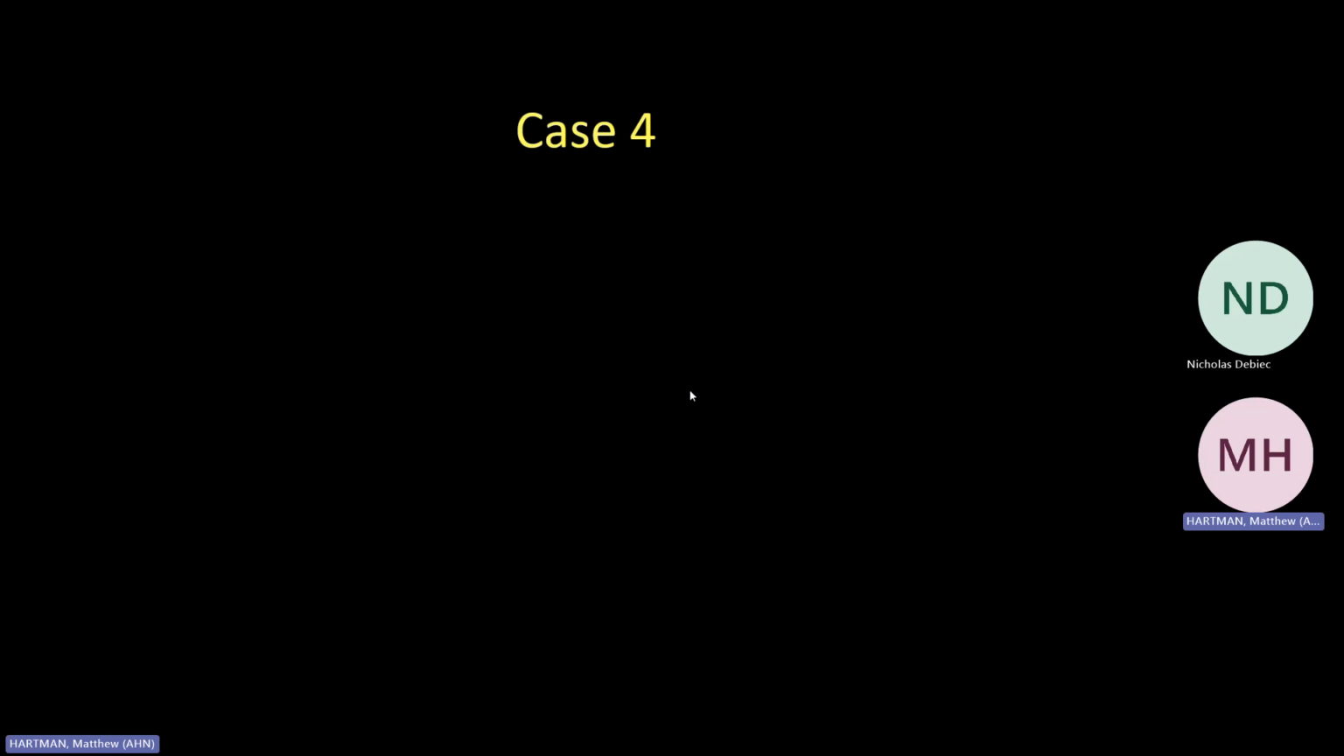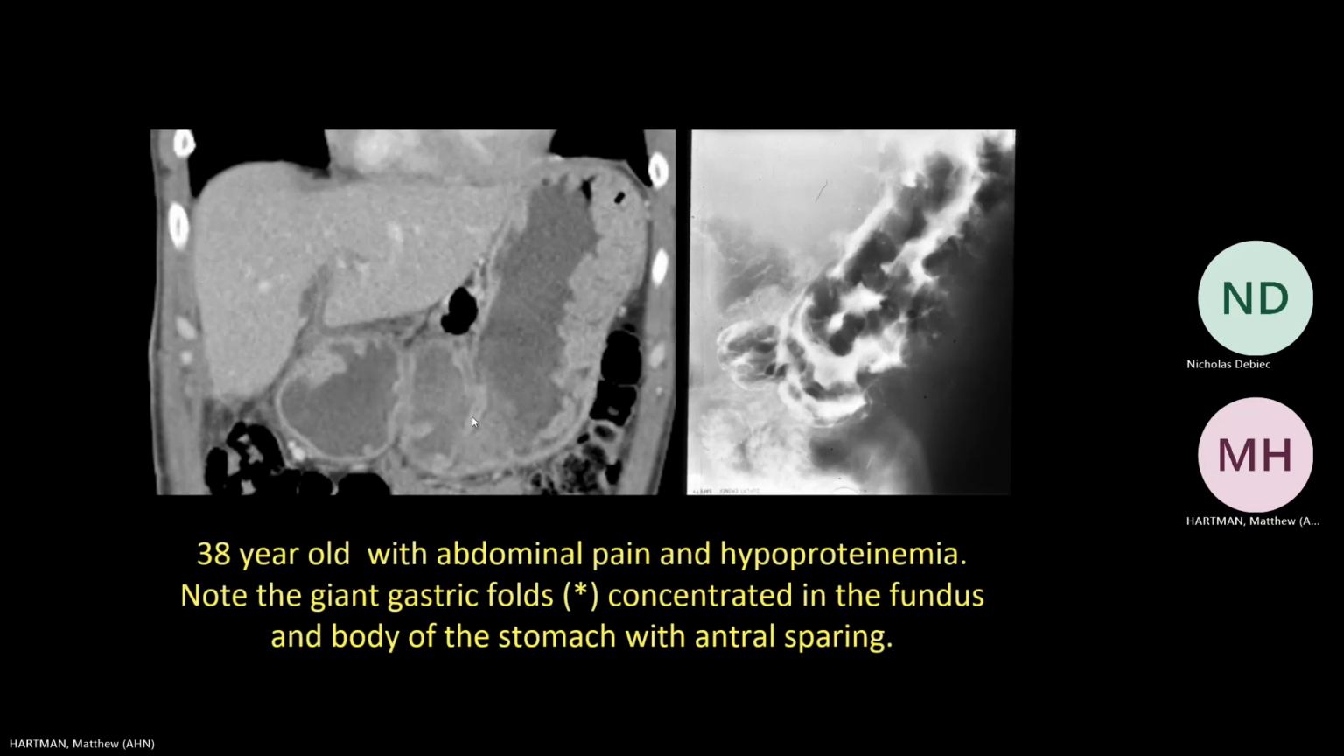Okay, our next case. This is a 38-year-old with abdominal pain, low protein. This might look familiar. Here's our double contrast. Here's our CT. A nice example of being able to distend the stomach, this time with fluid. And we will see our thickened folds.